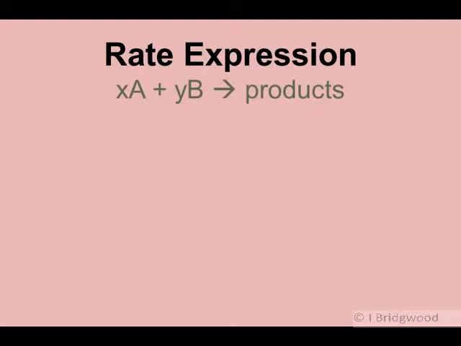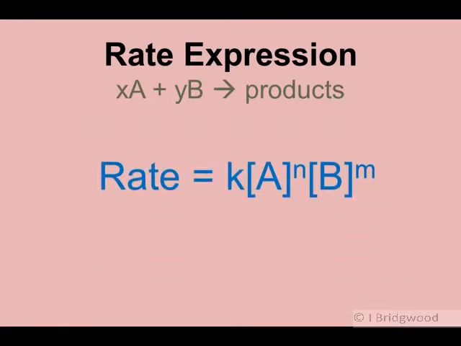All that we can do is write a generalized expression where we say the rate of the reaction is going to be equal to or proportional to the concentration of A in some way, let's say to the power n, and B in some way, let's say to the power m.